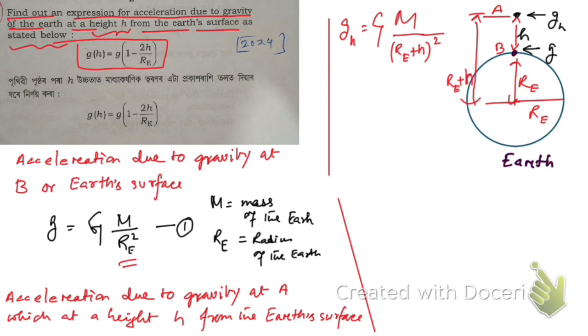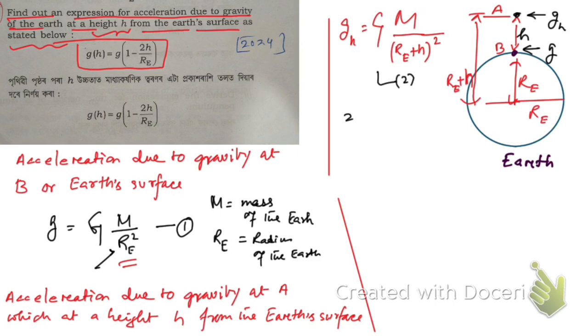Now you see, this is suppose equation number 2. Here it is clear that compared to the earlier expression, this denominator is greater, that means this number is smaller, so that's why the value of gh decreases with increase in height, right? So we can write that.